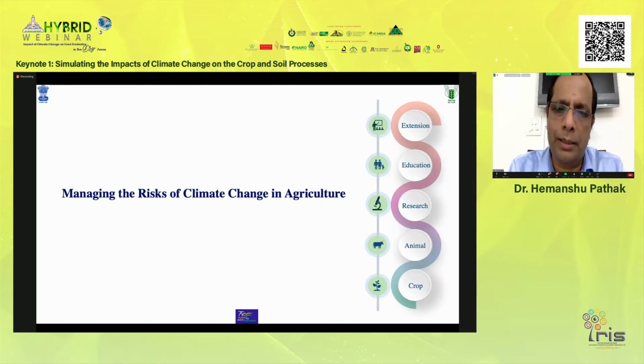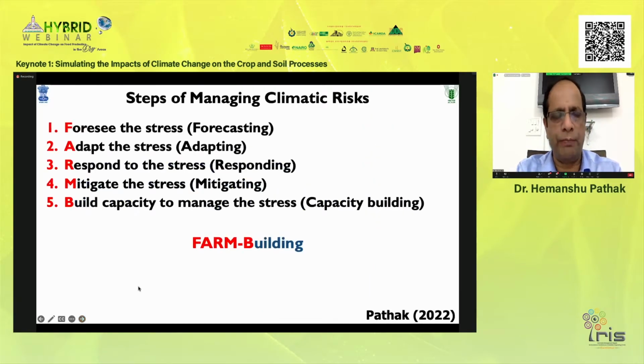Now, how to manage the risk of climate change in agriculture? And again, we can use simulation models to identify which management option is going to have more benefit and which intervention is not going to have that. Colleagues, we generally say that there are mostly 5 steps in managing climatic risk, and I call them the FARMB approach. Those include foresee the stress, forecasting; adapt to the stress, adapting; respond to the stress, responding; mitigate the stress, mitigating; and finally build capacity to manage the stress. So FARMB are the key steps for managing climatic risk.